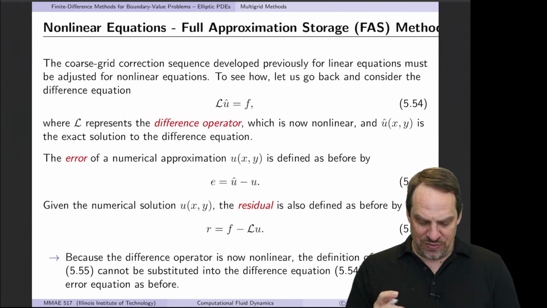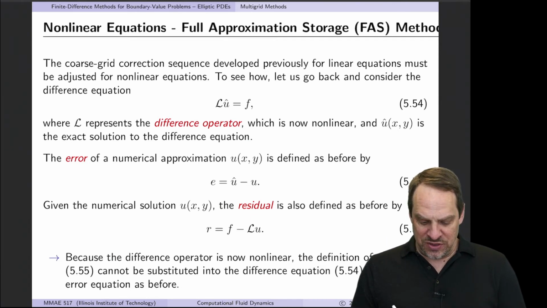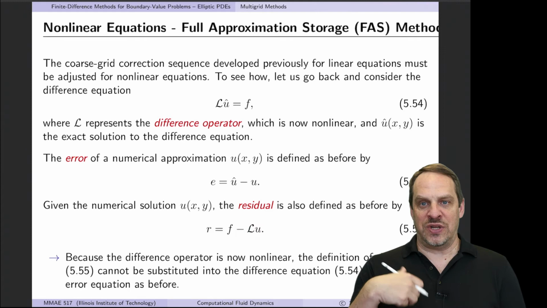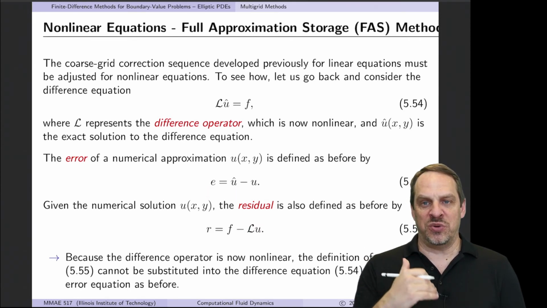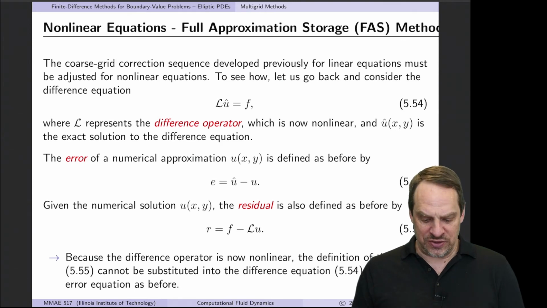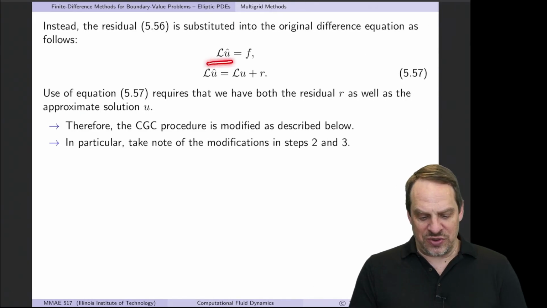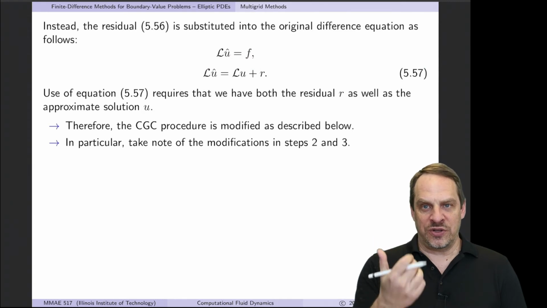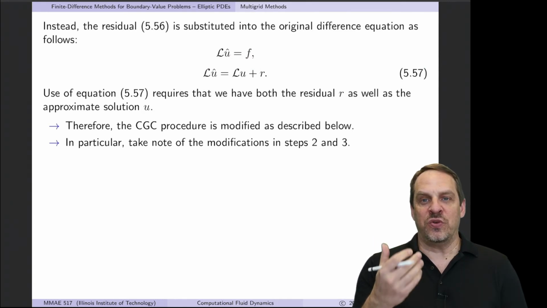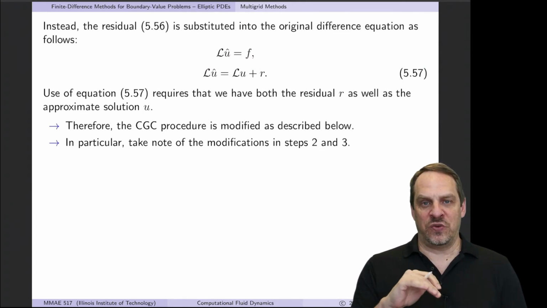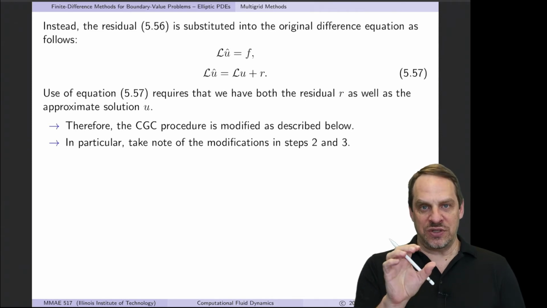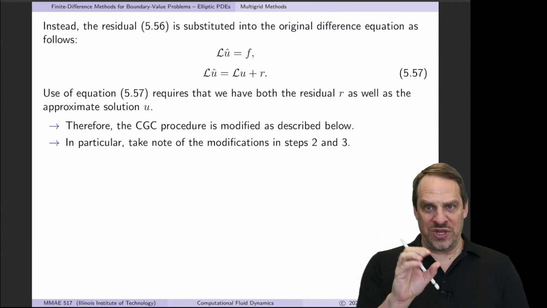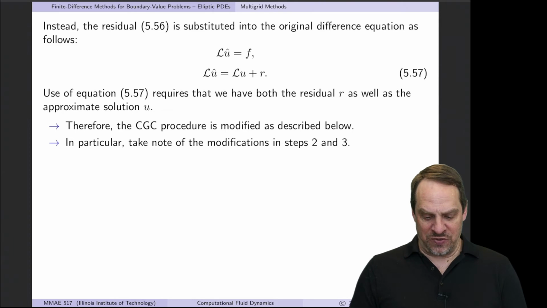There's nothing new. What changes, however, is that because our difference operator now is nonlinear, we can't substitute this definition of the error in the same way as we did before because of this nonlinearity. So let's see how it's different. We still start with L U hat is equal to F, our difference equation that we're trying to solve. Before, you remember that we changed this to an equation for the error E, and it was L E is equal to R, the residual. Here we can't do that because the difference operator is not linear. We can't just split it up in that same linear fashion.